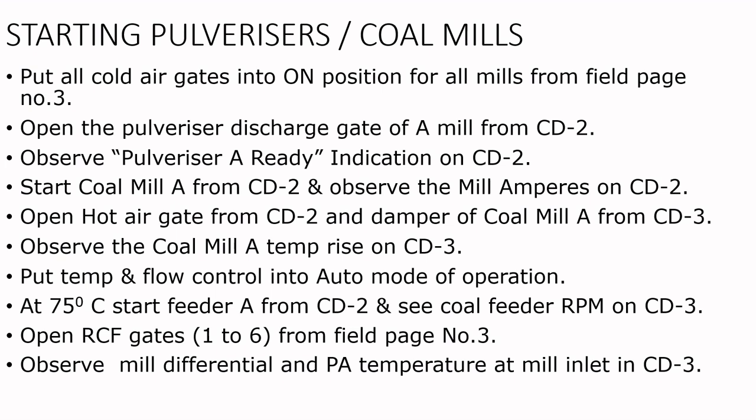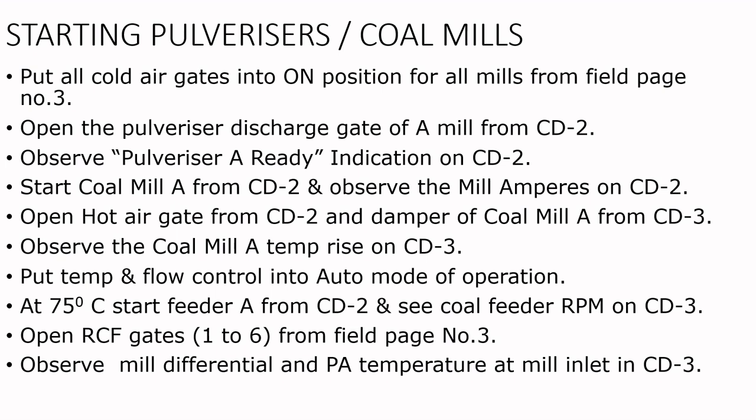Open the pulverizer discharge gate of A mill from CD2. From control desk 2, you can open the pulverizer discharge gate. Now you can observe the pulverizer A ready indication that will be there on the CD2. If you open the pulverizer discharge gate, the pulverizer A ready indication will be there on control desk 2. Now you can start the coal mill A from CD2, control desk 2, and observe the mill amperes on CD2.